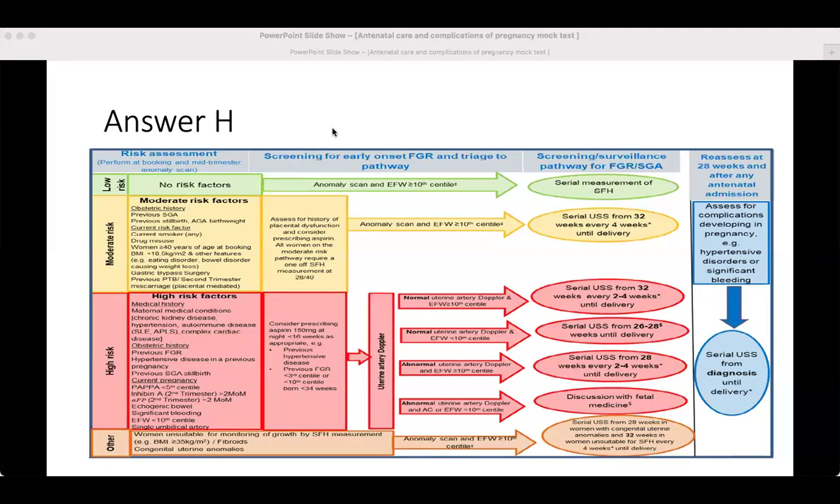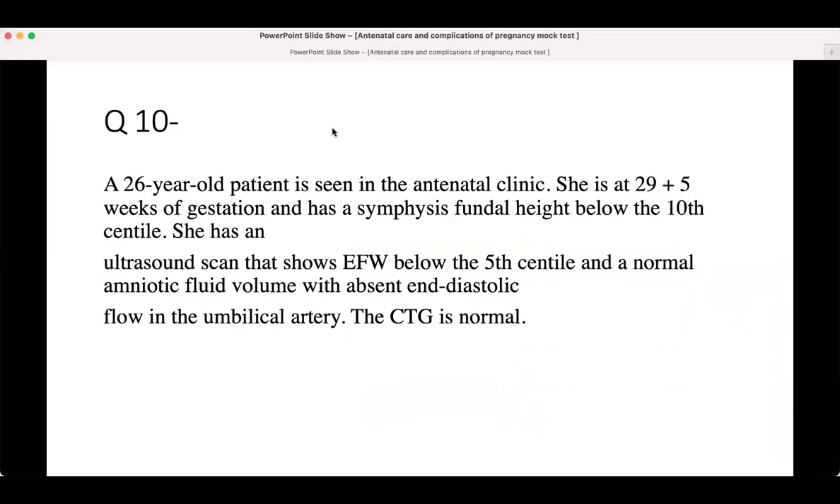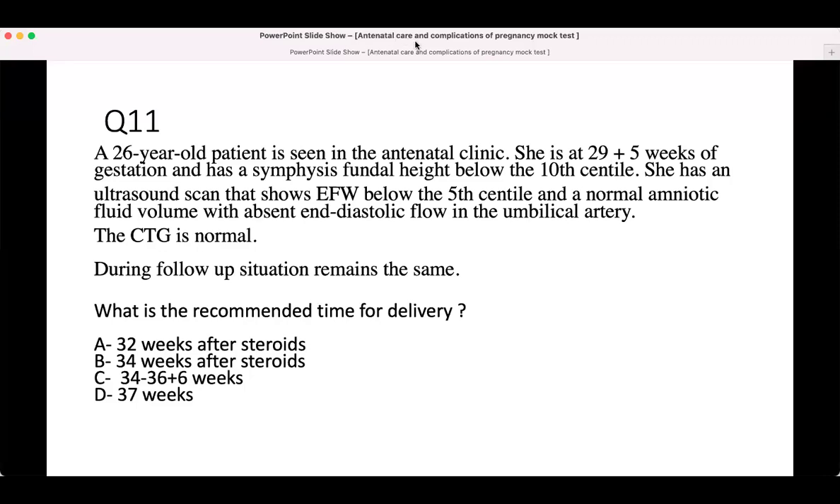Okay, so let's go back to our questions. I think that we have finished question number 5. Let's see question number 6. Oh my God, I'm sorry. I think I lost track.